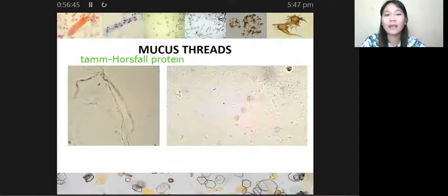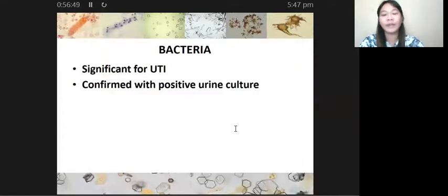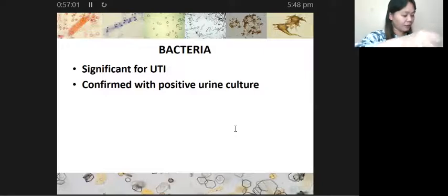All right, so another, we have your bacteria. Okay, so your bacteria, class, this is significant in the case of your urinary tract infection.